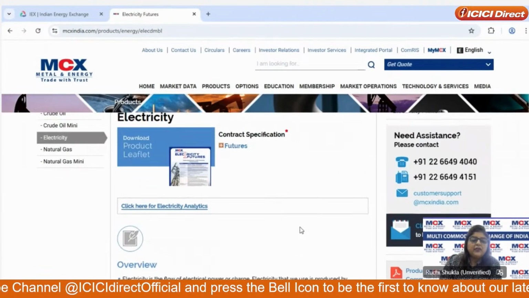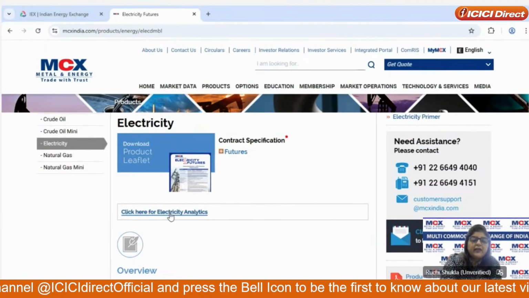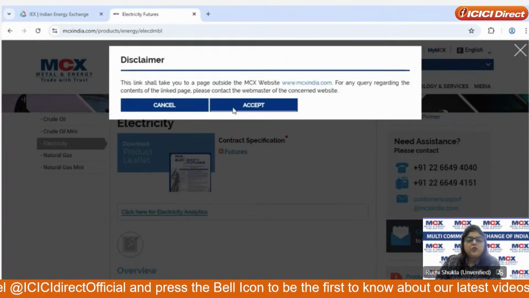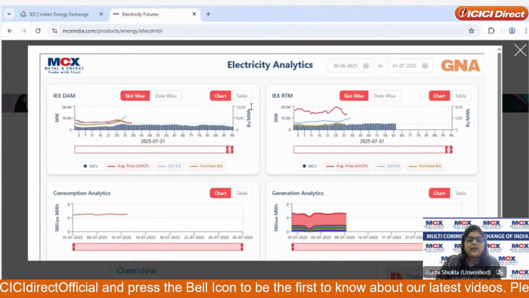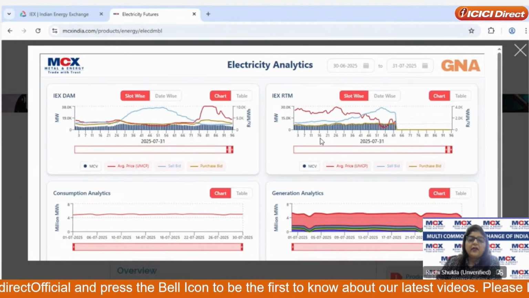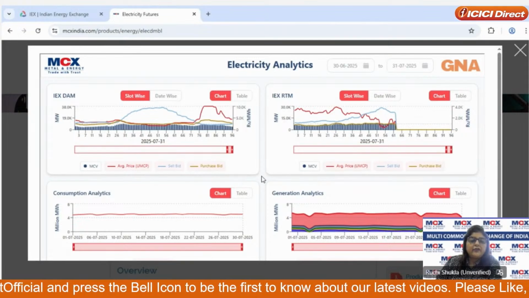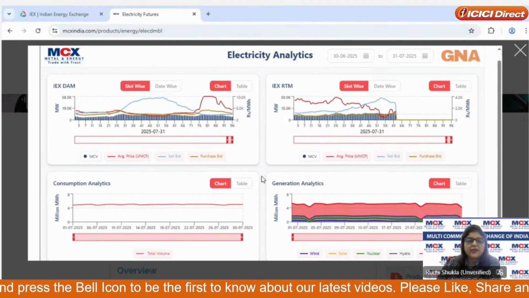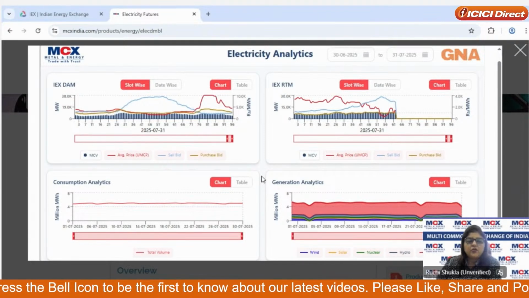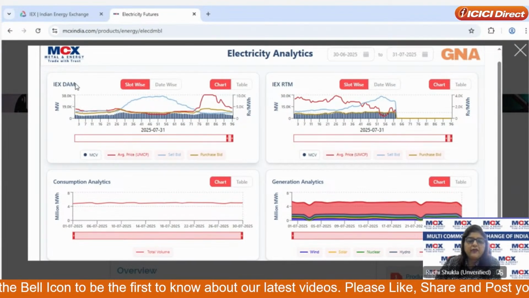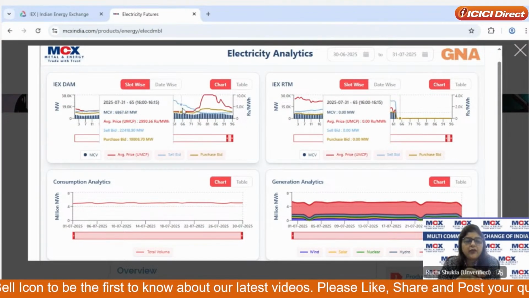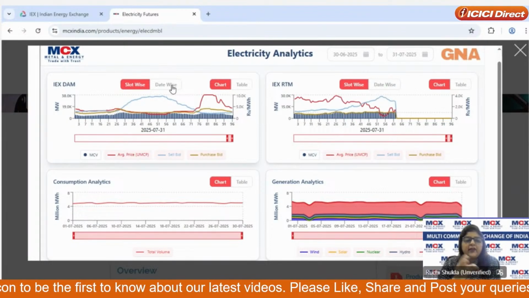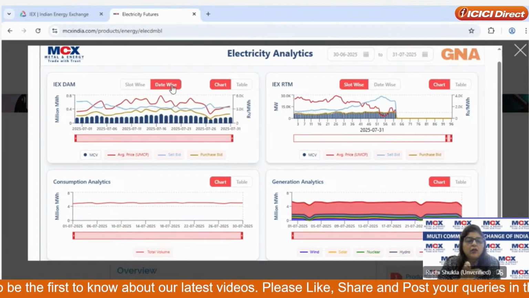So this is the click here for electricity analytics section. When you go, just accept that. So these are the real graphs which we are showing, which generally are the impact points for the pricing. So IEX DAM prices, you can see slot wise, you can move between the slots, you can shift it to date. If you put the date wise, you will get all across.